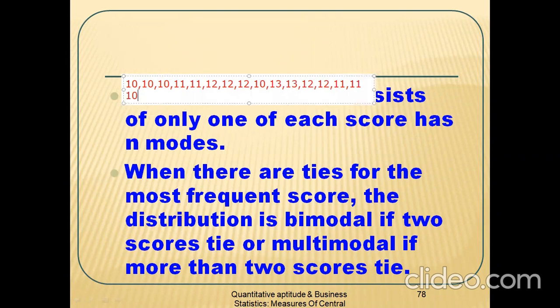In the raw data, number 10 is repeated 4 number of times. Similarly, number 11 is repeated how many times? If you observe, number 11 is repeated 2 times here, and again 2 times here. So number 11 is repeated 4 number of times.